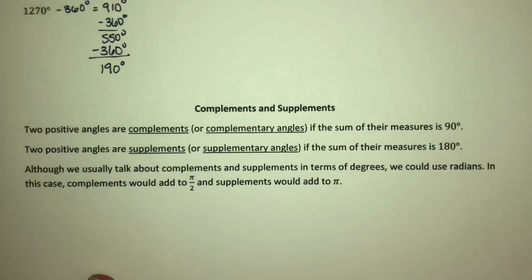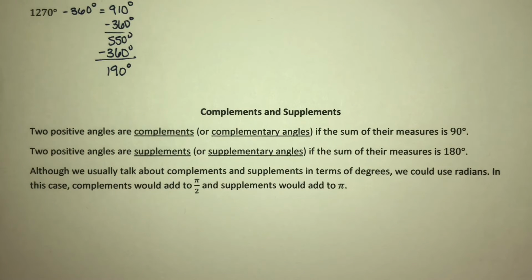Now let's look at complements and supplements. You probably know these definitions. Two positive angles are complements of each other, or complementary angles, if the sum of their measures is 90 degrees. So if we put these two angles adjacent to each other, side by side, they will make up a 90-degree angle. And then two positive angles are supplements or supplementary angles if the sum of their measures is 180 degrees.